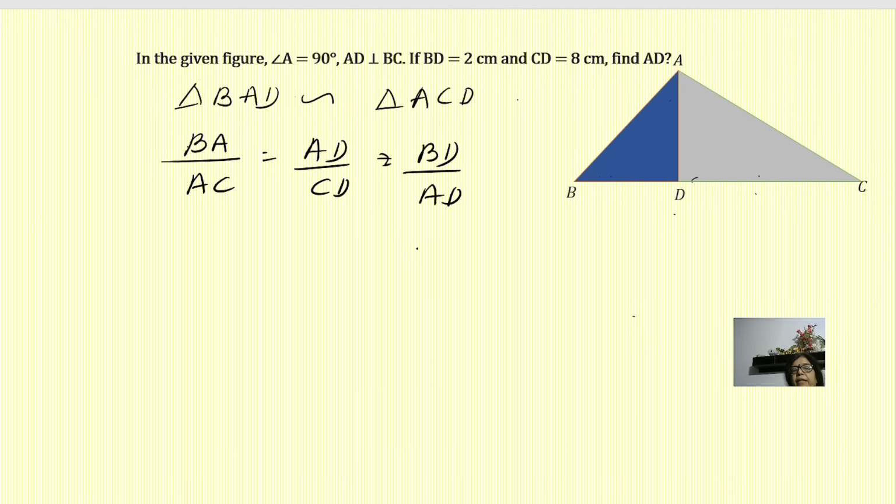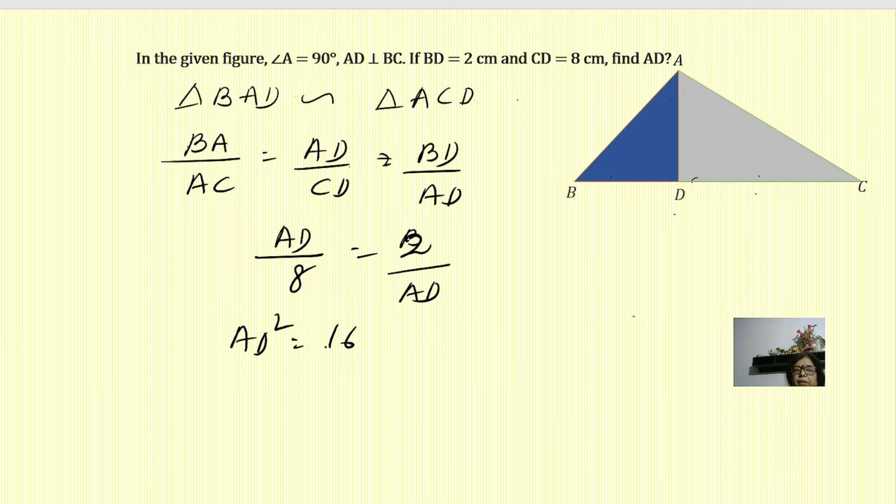Now we have to find the value of AD. So I'll take these two relations over here, AD by CD. CD is given as 8 and BD is given as 2 and AD is not known. So AD square on cross multiplication is 16. So AD will of course be plus minus 4, but we are measuring the altitude of the triangle, so we'll take plus 4 centimeters. So AD measures 4 centimeters.